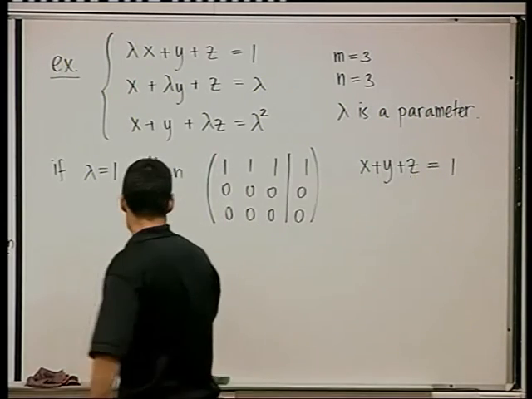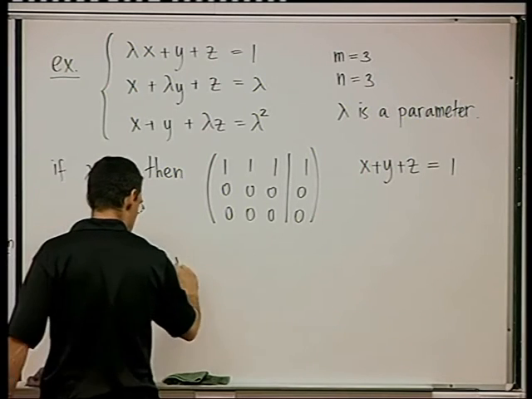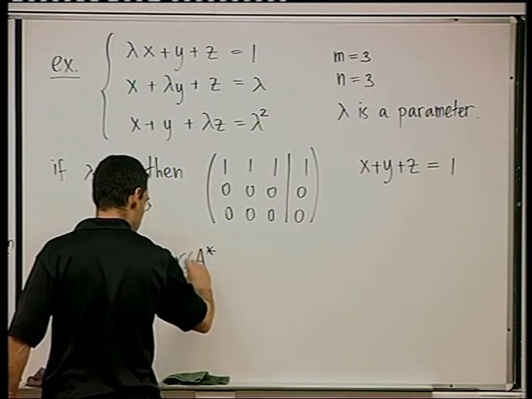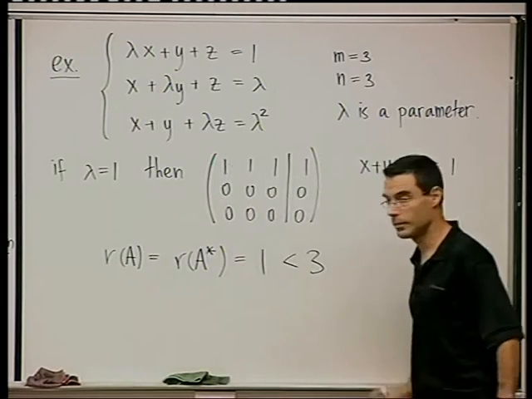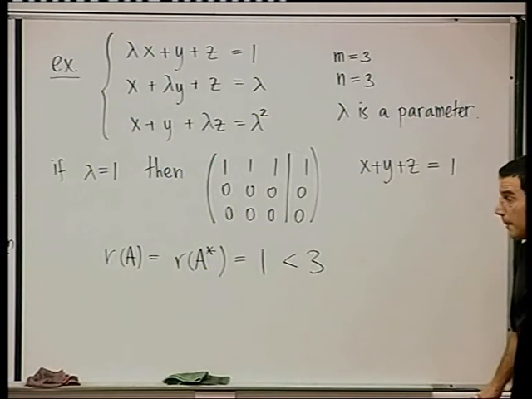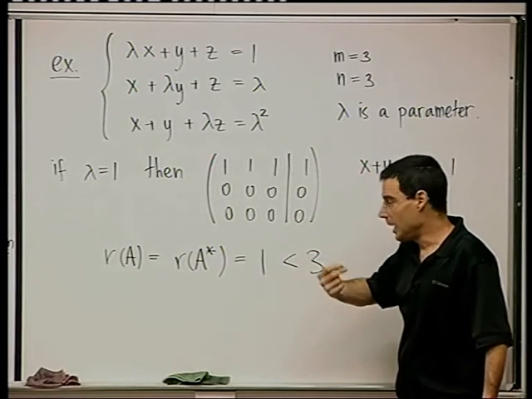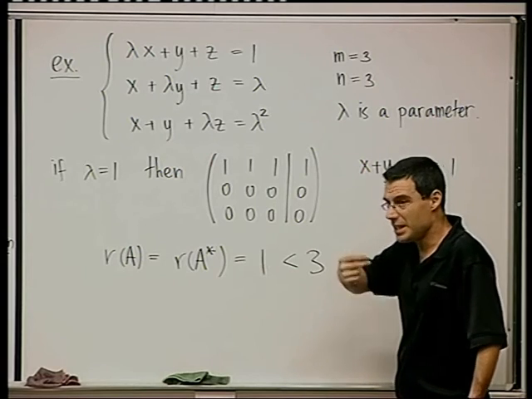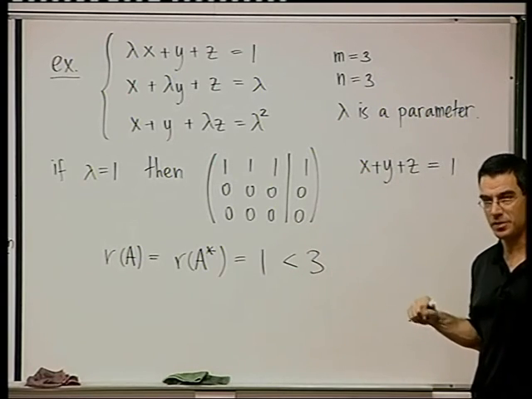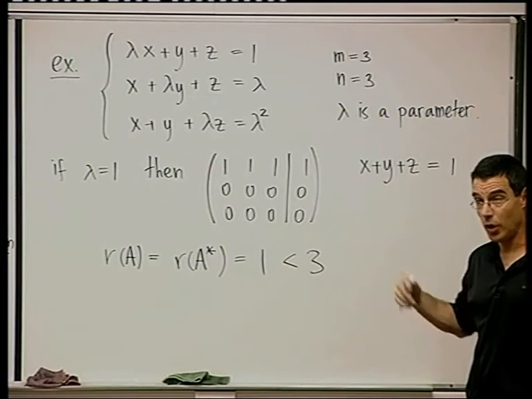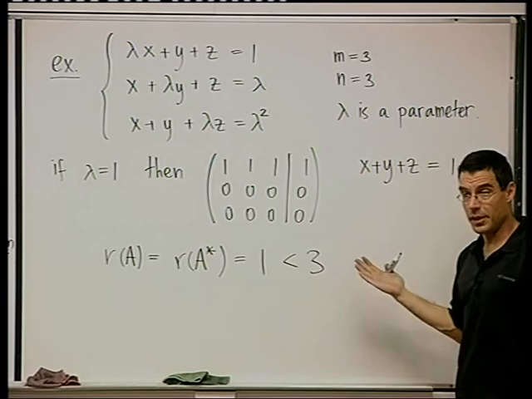So in this case, R of A equals R of A star. It's the same as the rank of the augmented one, but it's all 1 and it's less than 3. Do you agree? And there's essentially one equation that really carries information in this case. They're all just multiples of that equation. And there are 3 variables.